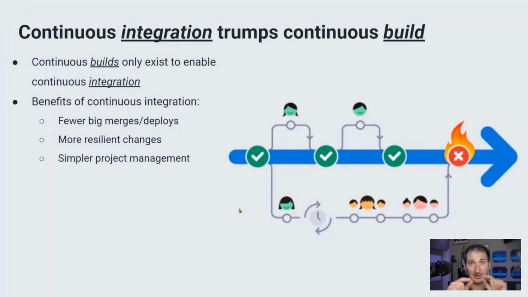Well, if there's only ever the last couple of hours' worth of work on your branch, that's not a huge amount of work in progress. You can just merge that as you go. So the project management stuff gets an awful lot simpler as well.